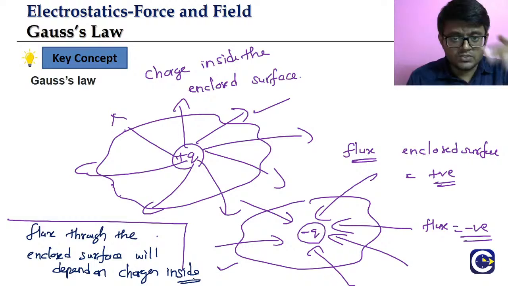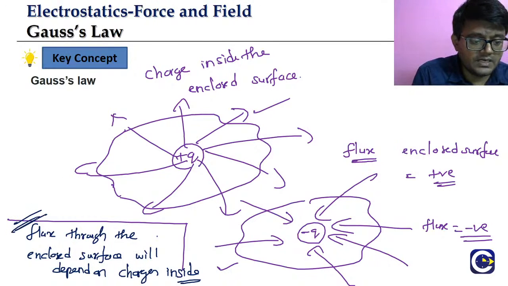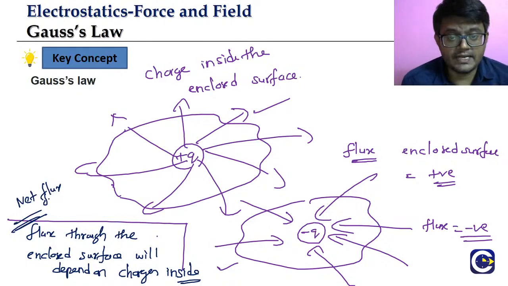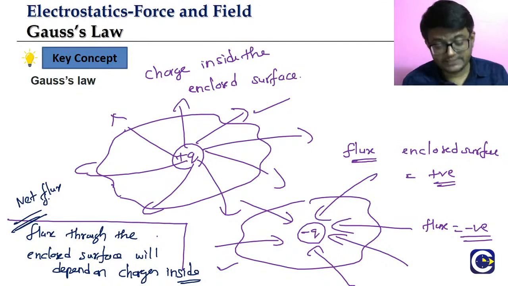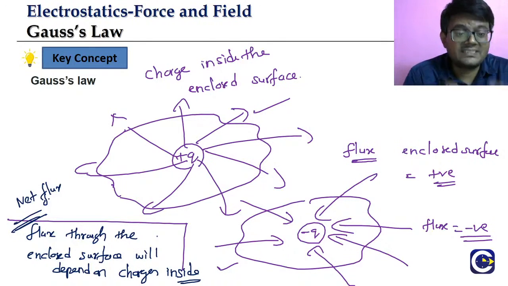If we have an enclosed surface and outside the enclosed surface you are having charges, they will not be contributing. The net flux, whatever we call the total flux through the enclosed surface, they will not be contributing, because from one side they give a positive value and from the other side they give a negative value. The field lines enter from one side and leave from the other side. So outside charges will not contribute to the net flux or total flux through the enclosed surface.